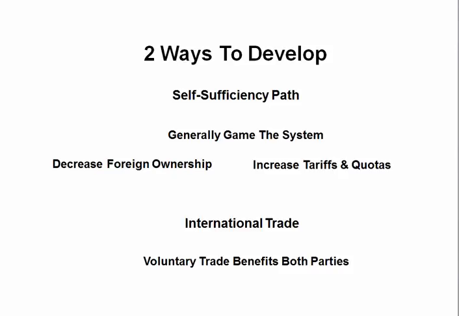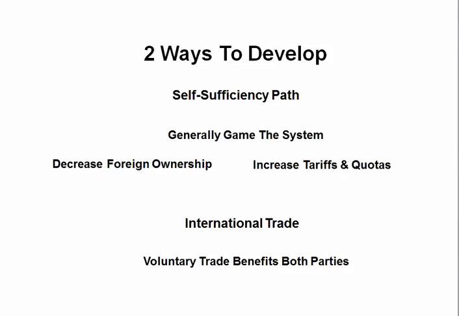If a country follows the self-sufficiency path, they generally game the system. You can do that by passing laws to decrease the foreign ownership in your country. You can increase tariffs on imports coming into your country. You can establish quotas of material coming into your country. You just generally game the system, and you do that because you want to be self-sufficient. And there's a whole bunch of problems like that. A chief one would be inefficiency.